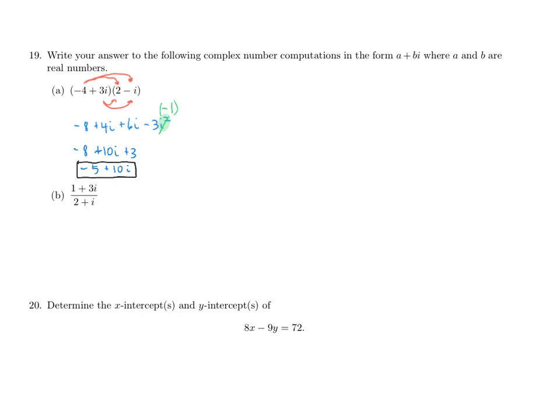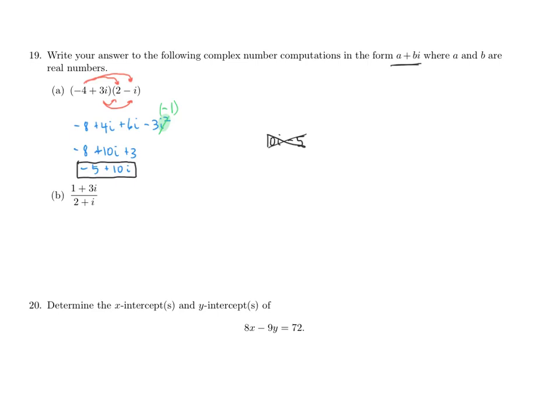Now, in the directions, it says to write it in this form. Even if it didn't say that, you should know to write it in that form, because that is considered simplified form of a complex number. So make sure you always write your real part first and your imaginary part second. So in other words, if I would have written this like this, 10i minus 5, even though that is the same, it's not in the correct form, you would lose points for that. So make sure you write it in the correct order.